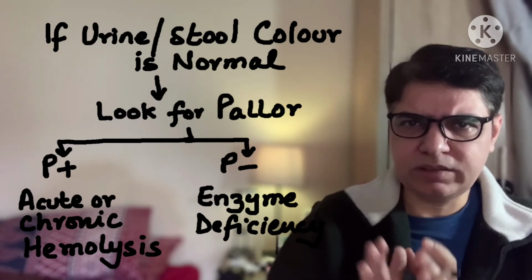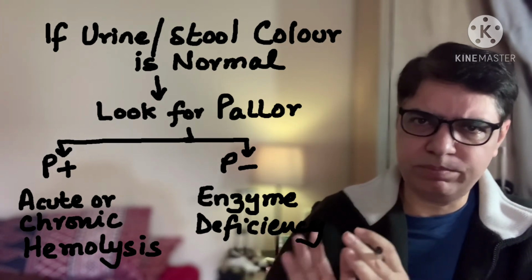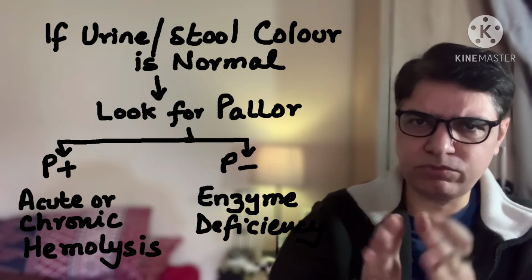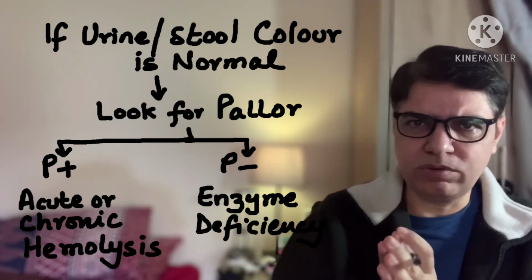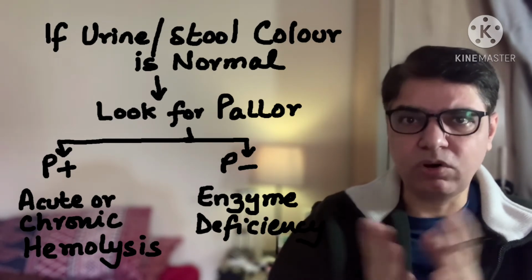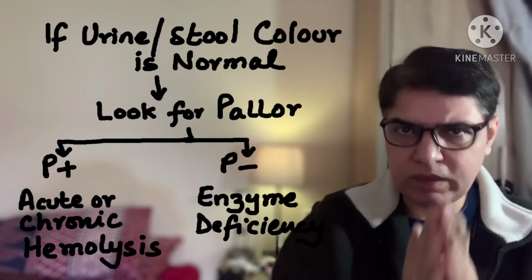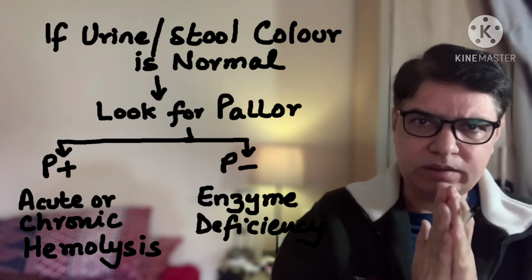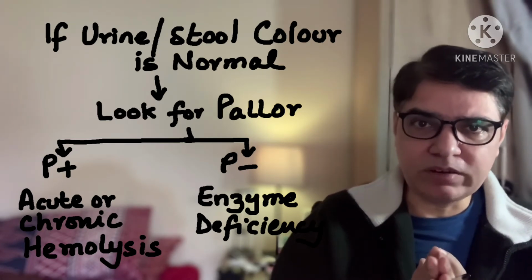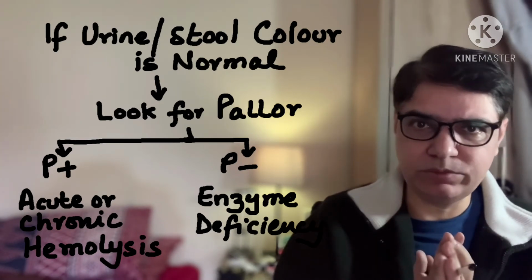If the pallor is there, then it's most probably hemolytic jaundice. You can further work up for hemolytic jaundice, look at the retic count, do the examination, and your test would be based on that. Again, you can look for all those causes which can cause chronic hemolysis or even acute hemolysis, like G6PD deficiency. If the child is not pale, then most probably think that this is some form of enzyme deficiency, and then you can do your workup for those enzymatic conditions which can give you this type of condition.